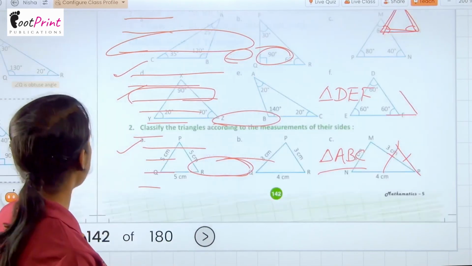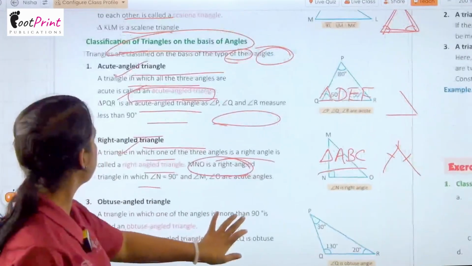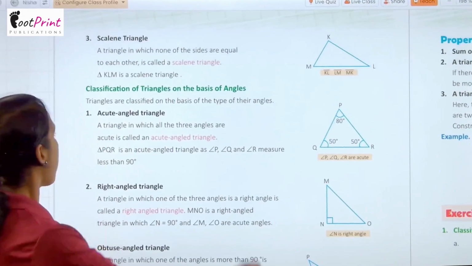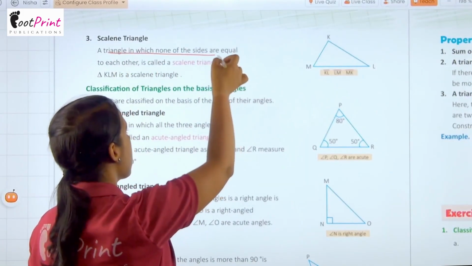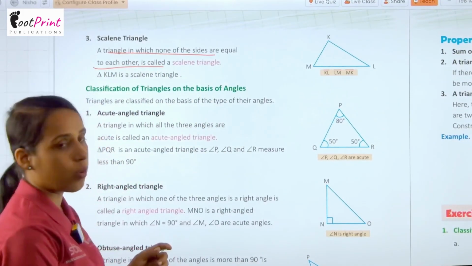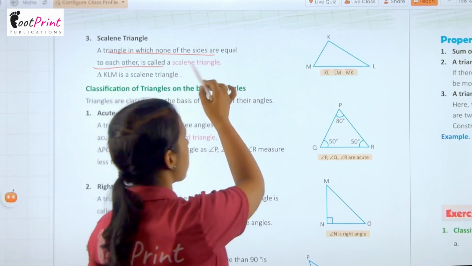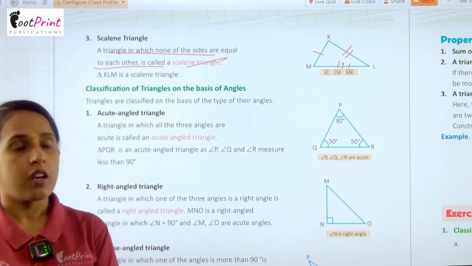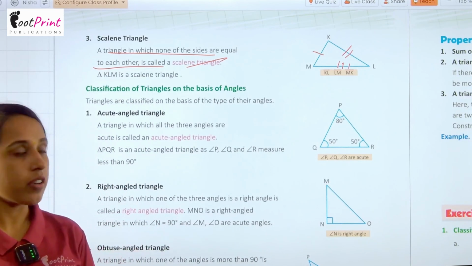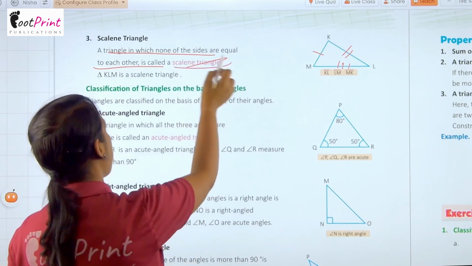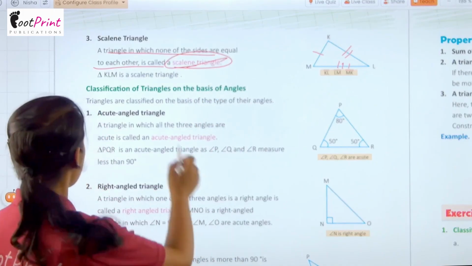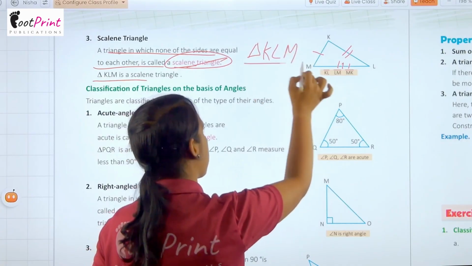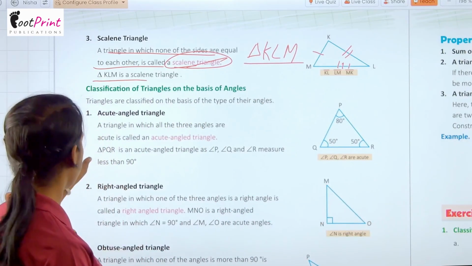Now the next one is the scalene triangle. So what is a scalene triangle? A triangle in which none of the sides are equal to each other is called a scalene triangle. ऐसा triangle जिसकी तीनों side अलग अलग होती हैं, are different. We can say a triangle which has different sides, we call that a scalene triangle. So here we have triangle KLM. It is an example of a scalene triangle.